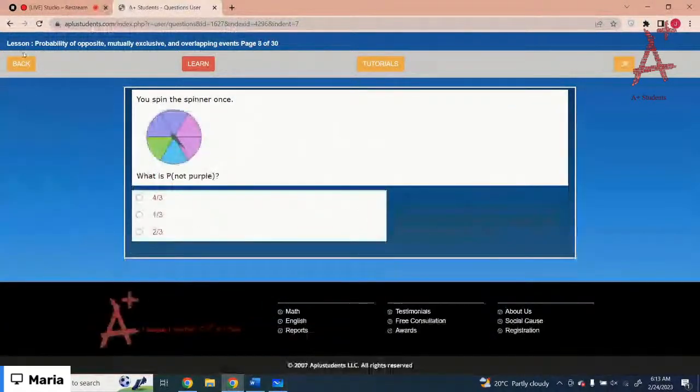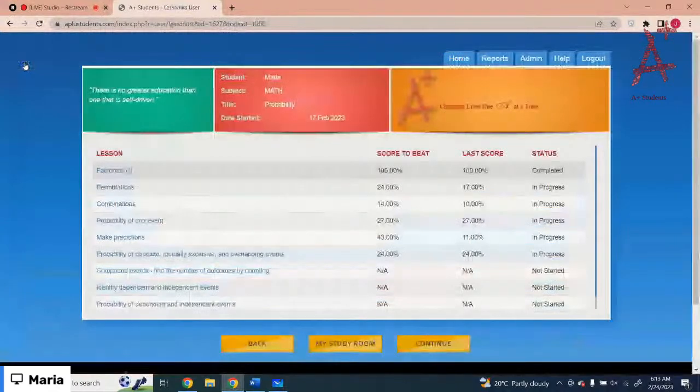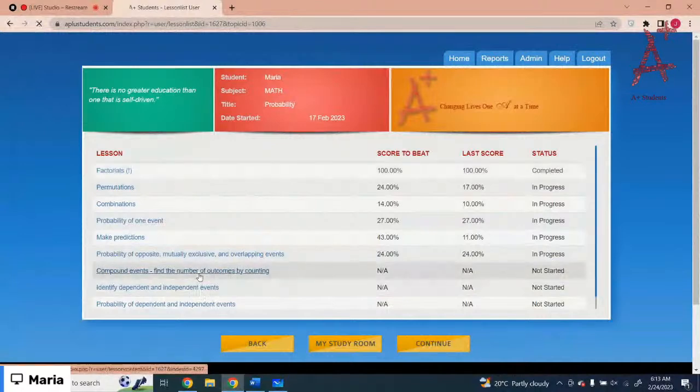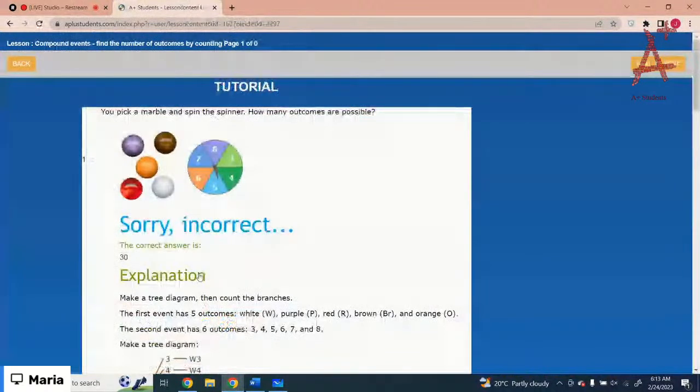Okay, you can complete the test by yourself today. Let me just move on to the next one. The next one is compound events. Find the number of outcomes by counting. So let's just start with the next lesson. Okay, let's start with the first one.